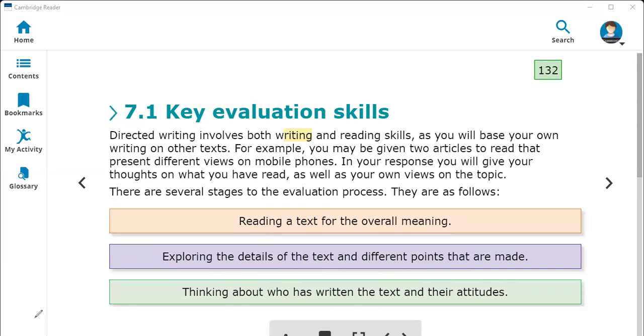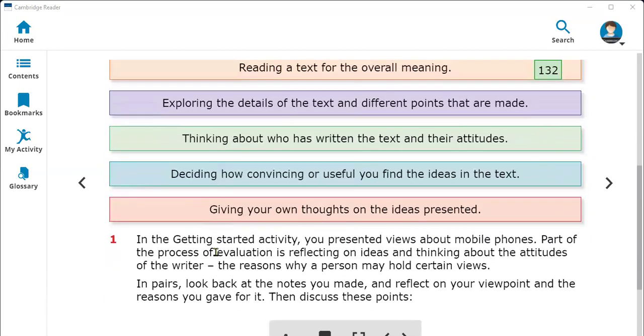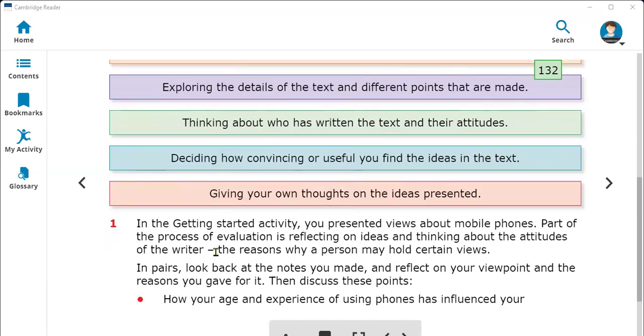I mean, if it is some old person, you may say that the idea belongs to the old school of thought and it is not valid in today's time. So that is really very important, that who is the authority writing it. Then you have to see how convincing or useful you find the ideas in the text. I mean, which are the ideas which are going to favor your viewpoint. They should be correctly seen and marked.